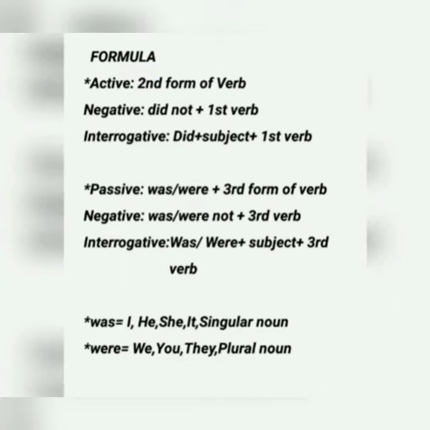Was should be used with persons like I, he, she, it, and singular nouns. Were should be used with persons like we, you, they, and plural nouns.